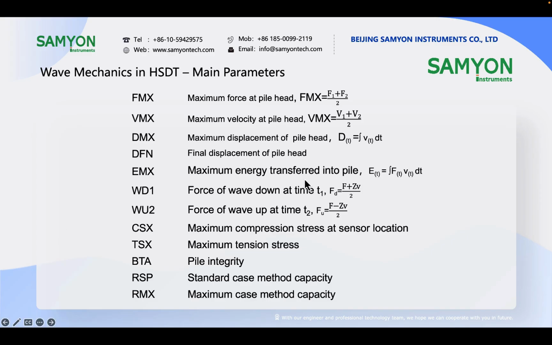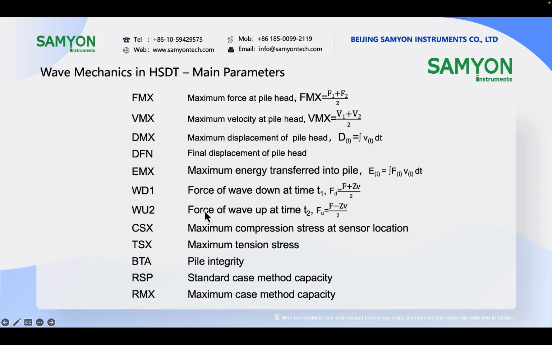EMX is the maximum energy transferred into the pile. So we can calculate the EMX using this formula. Actually, we know that with cumulative velocity, we can get displacement. And the displacement times force is energy. So EMX means the energy used to overcome the resistance of the soil.